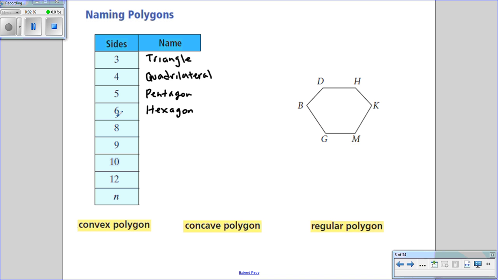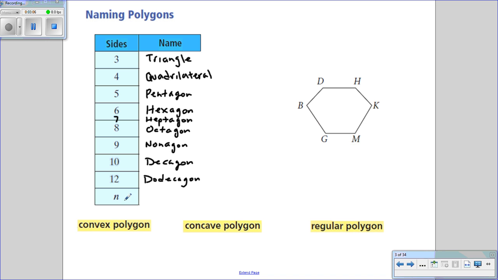6 sides would be a hexagon. The one that's not on there, I'll slide it in here. 7 sides is a heptagon. Okay, 8 sides is an octagon. 9 sides is called a nonagon. 10 sides is a decagon. 12 sides is called a dodecagon.